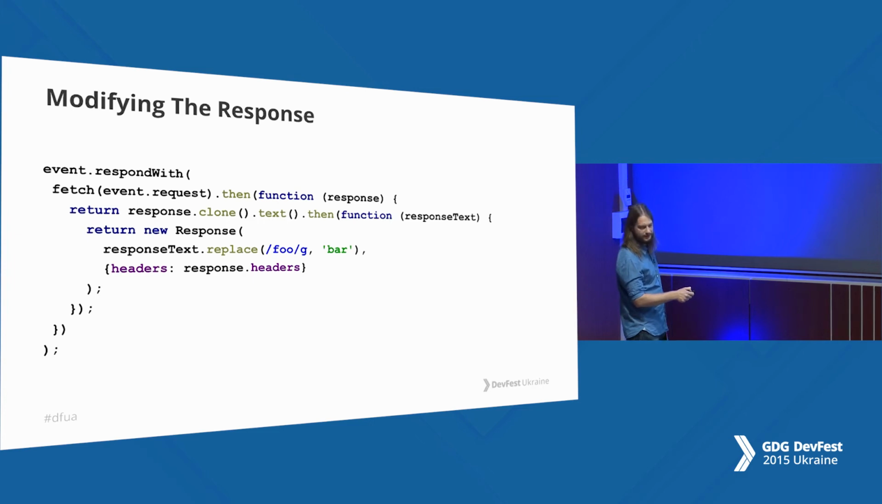It's the text method. It reads text from the stream. It also returns a promise, and I get the response text, and I construct a new response. I put this text, and I just replace foo with bar. It's just a simple transformation. Just for example, it makes no sense normally, but that's how you can do it. You can take response text from the original response, make some transformation, and construct a new response with this transformed text. Also, if you need, you can alter headers. You can modify headers, and that's how you modify the response.